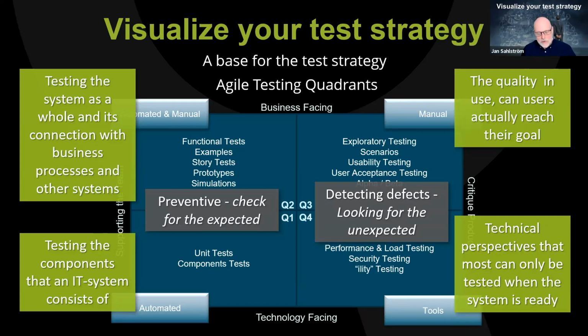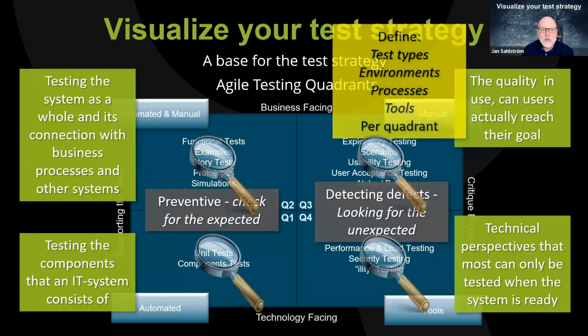So if you plot out your different initiatives among these different quadrants, you can define the different test types you want to use. You can define the environments you want to use, and you can define the processes and tools you want to use per quadrant. So when you're discussing the different things you want to do, if you're using this model, it's a lot easier to visualize this instead of trying to just make notes on a paper in words.